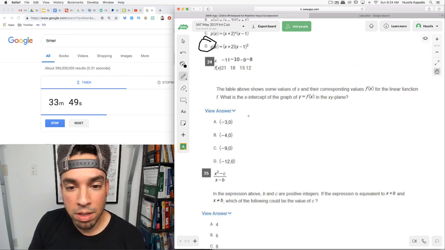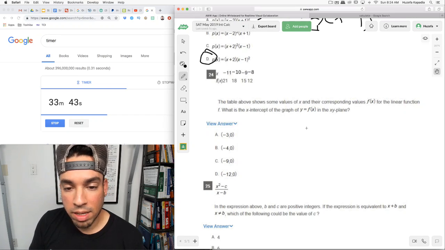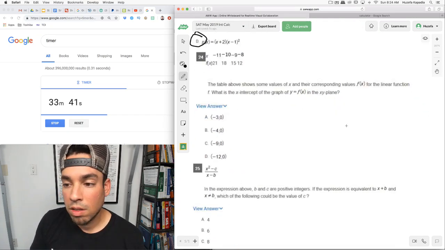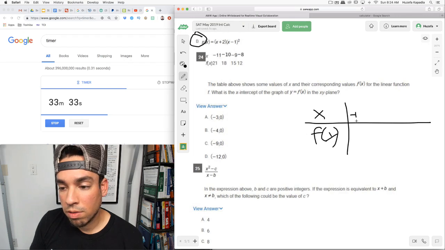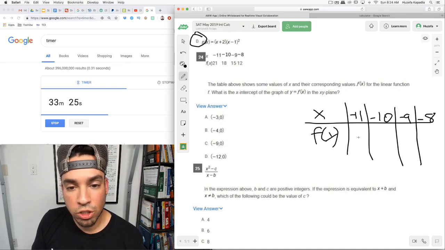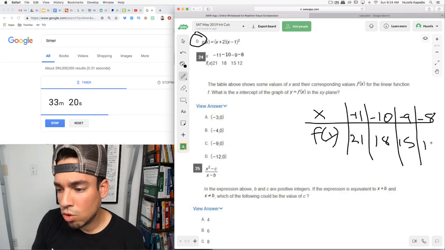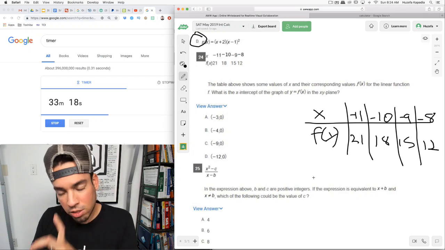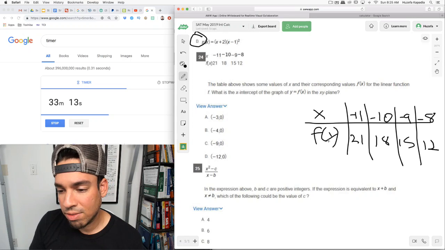The table above, it's a messed up table, but I think I get it. Hold on. f of x, let's draw a better one. Negative 11, negative 10, negative 10, negative 8. Is this linear, I assume? Yeah, it's a linear function. 21, 18, 15, and 12. They want the x-intercept, not the y-intercept. Basically what the x value is when f of x equals 0.